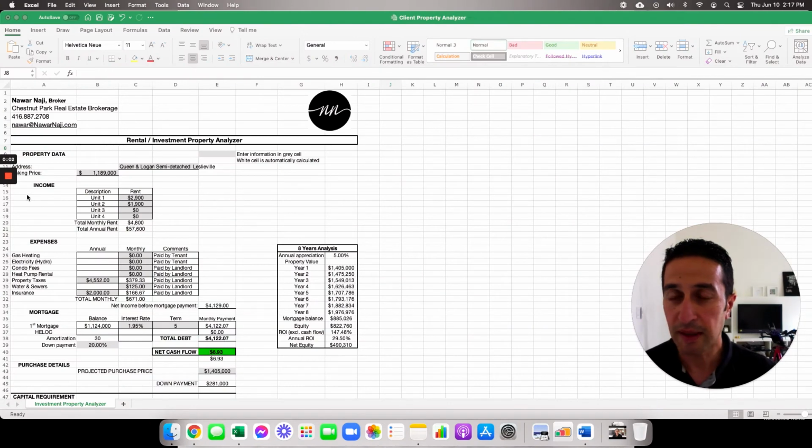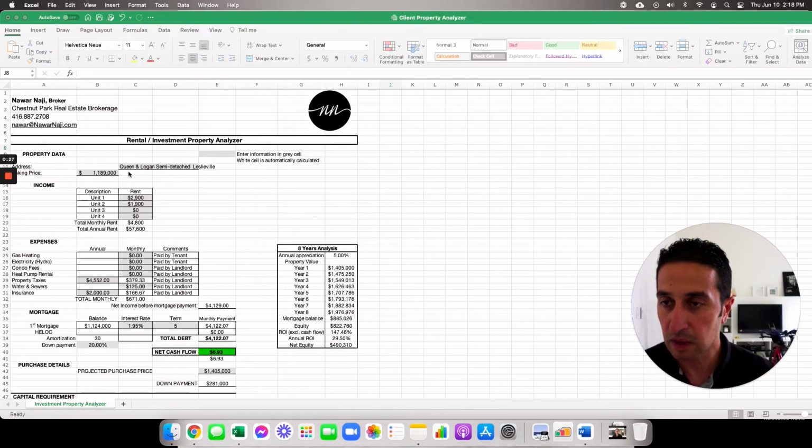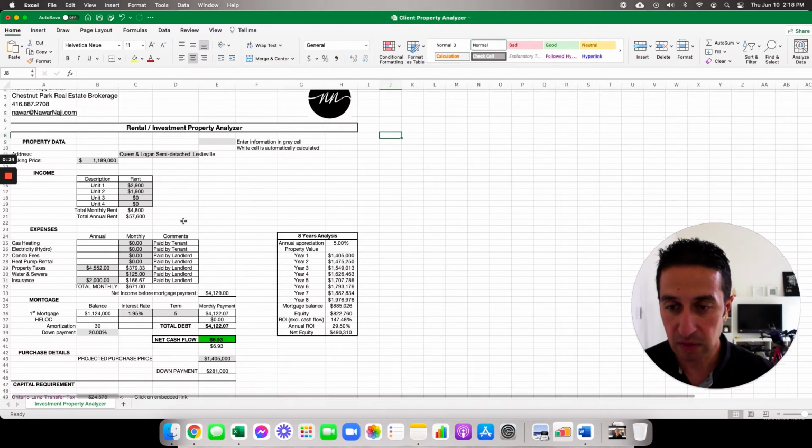Okay, so here's an example of a semi-detached that just sold in the last week in Leslieville. This is the Queen and Logan area on the east side of the downtown core. I didn't put the address here for privacy reasons, but you've got a main and upper unit, and then you have a basement unit, so a duplex, if you want to call it, two rental units in the house that just sold in the past week.